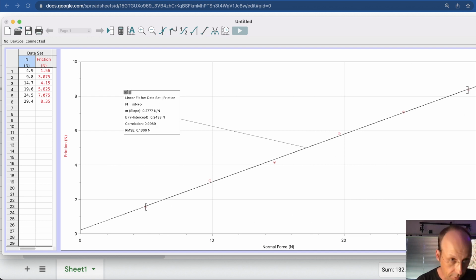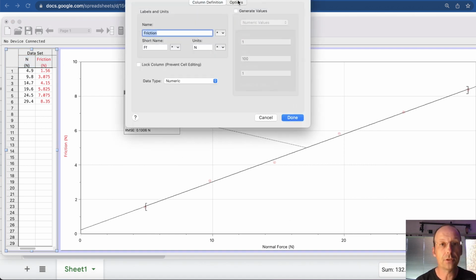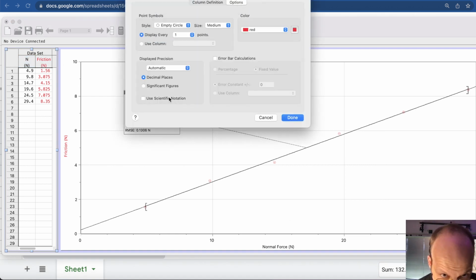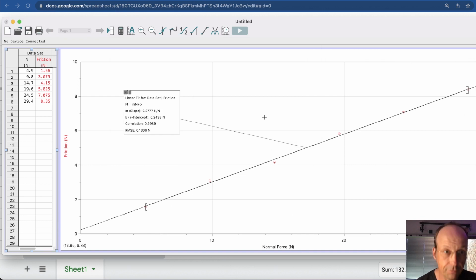Okay, error bars in here. So let's see, I had error bars on the frictional force. So let's see, if I go to options, error bar calculation. Okay, so you can use a column. So let's go over here and let's make this graph a little bit smaller.